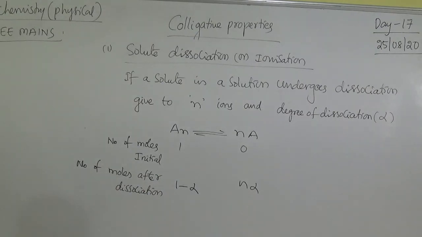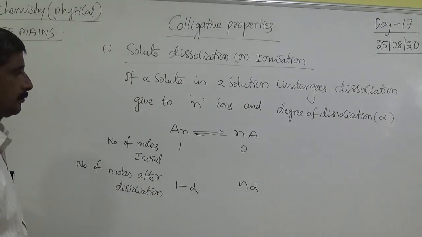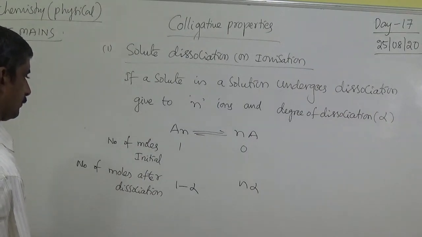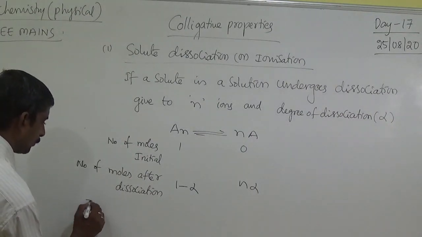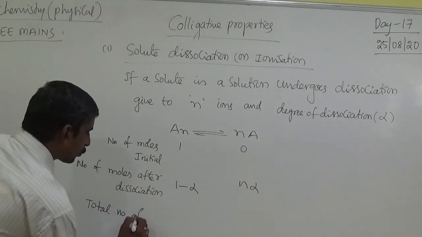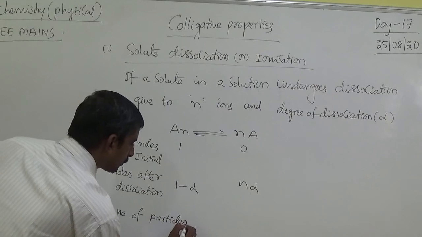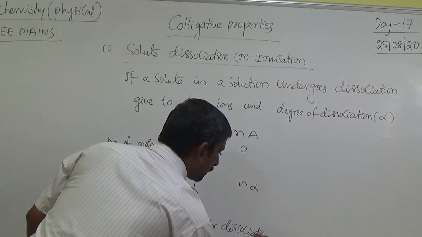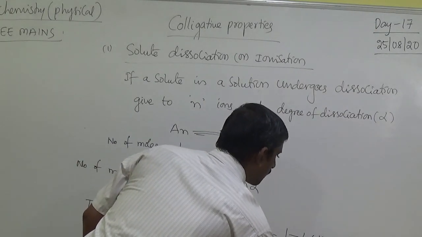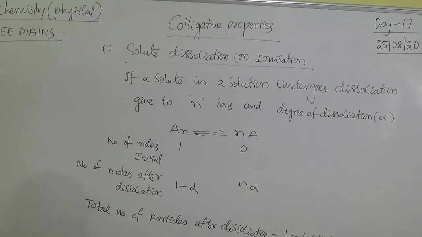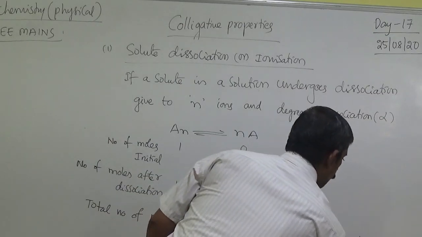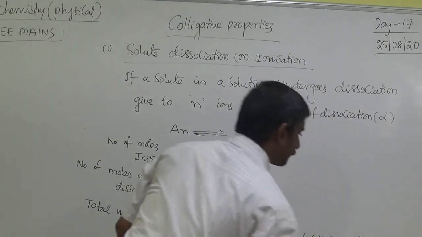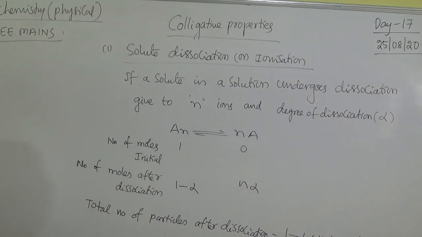After that, the total number of particles after dissociation equals 1 minus alpha plus n alpha. Simply, I am writing 1 plus (n minus 1) alpha.